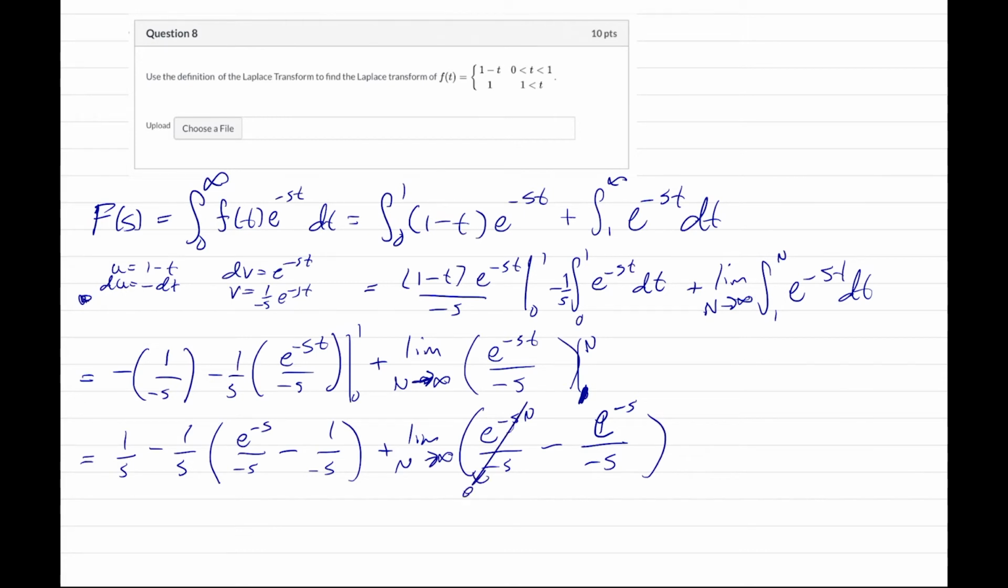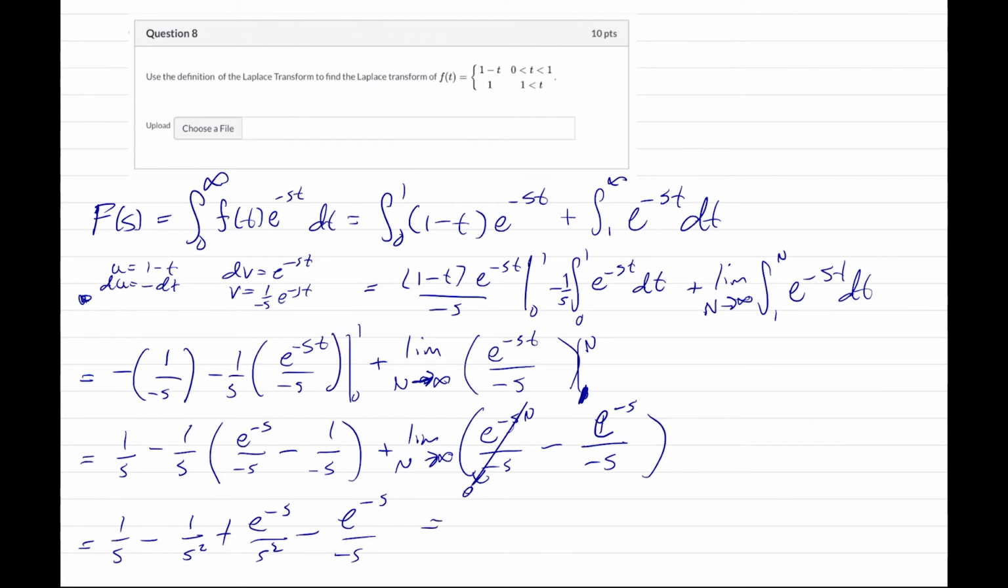Okay, this term goes to 0. This term sticks around. So we get 1 over s minus, let's see, we get 1 over s squared minus e to the minus s over s squared, and so we have minus on that. It should be a plus on this, and should be a minus on the other one. Yeah, okay. Minus e to the minus s over minus s.